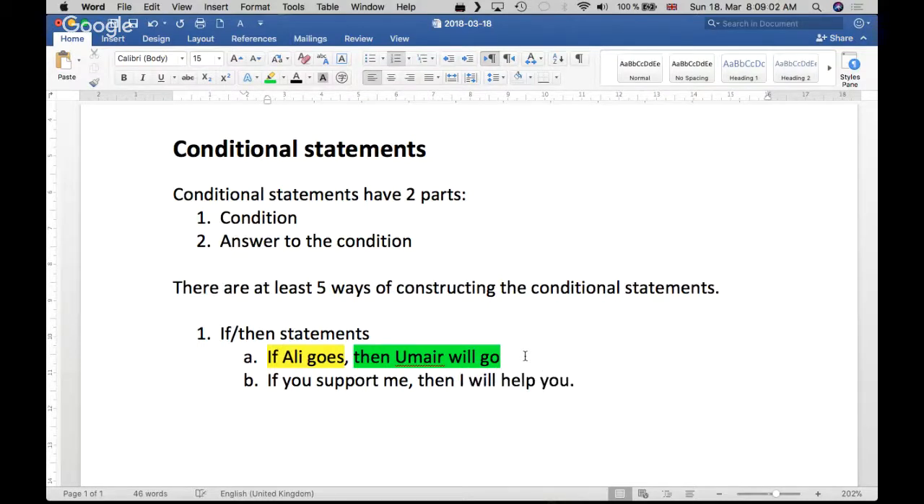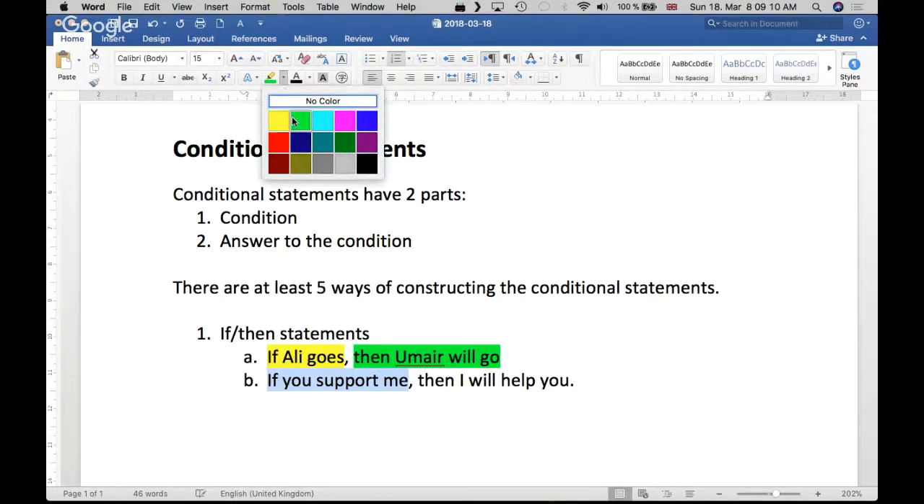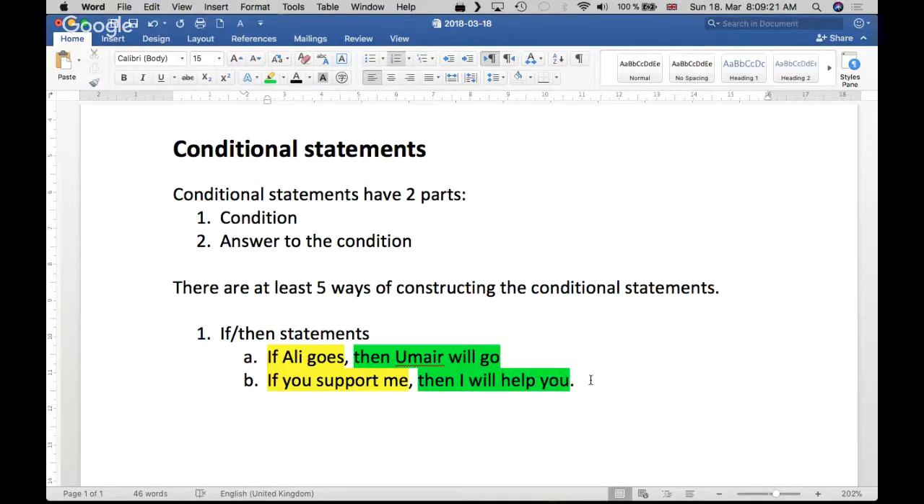If you support me, then I will help you. So where's the condition? The condition is on the left-hand side: if you support me. And where's the answer? Then I will help you. "Then I will help you" is the answer to this condition. Every conditional statement has a condition, and every conditional statement has an answer to that condition.